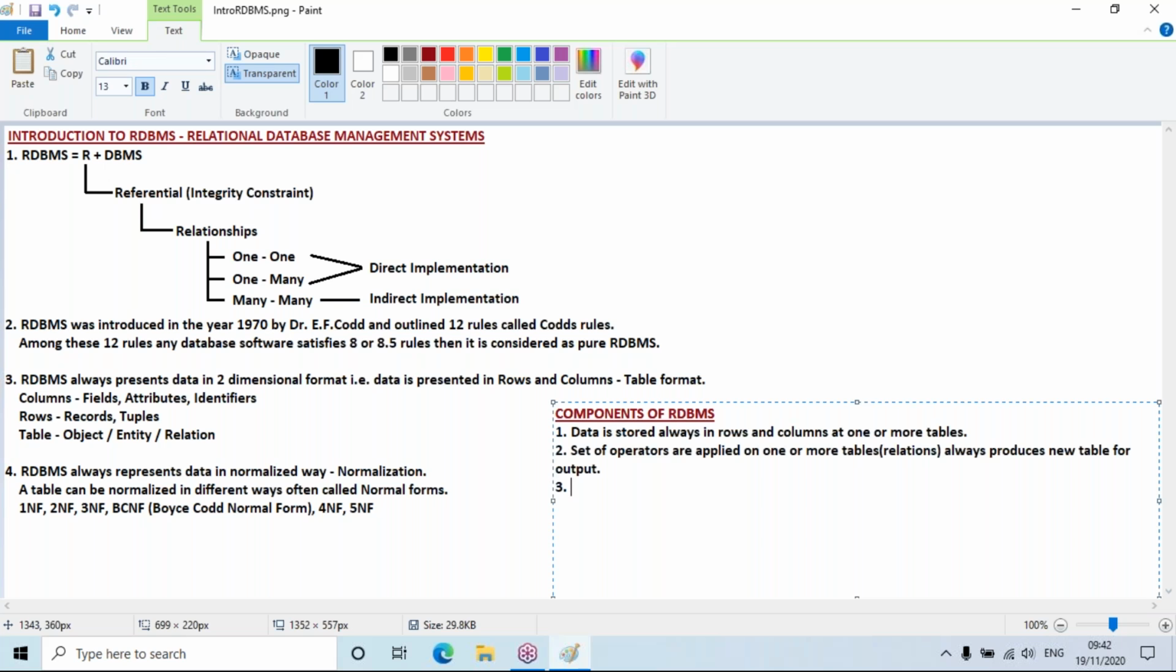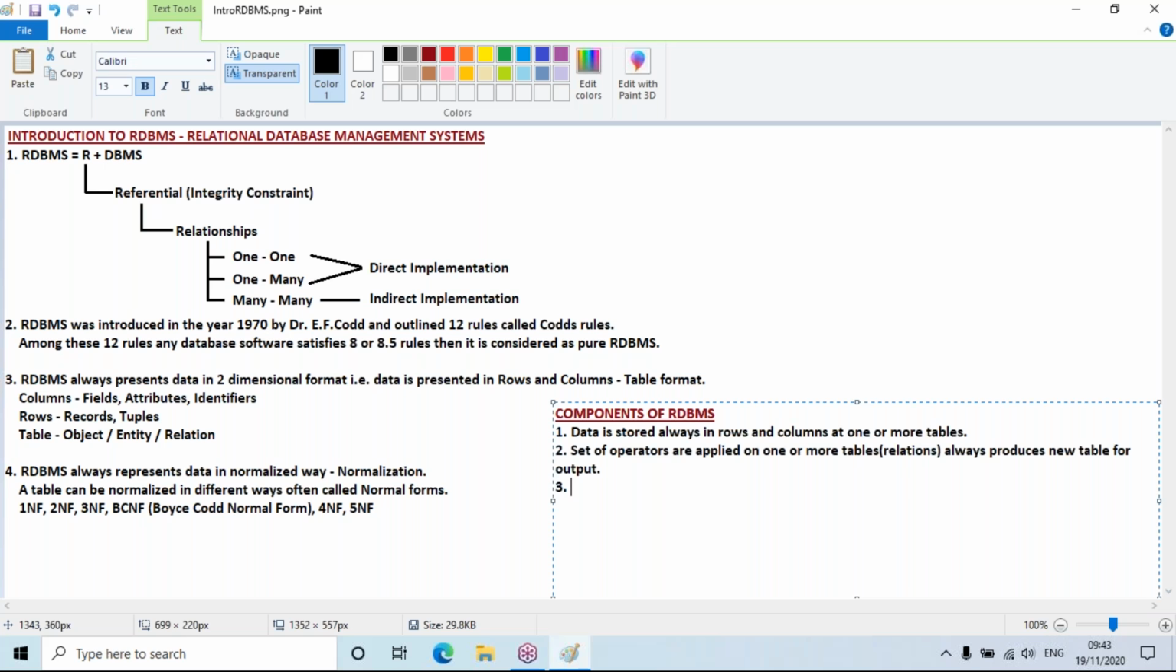And because of applying them, what will happen? Always a new table is produced. Always a new table is produced. That is the advantage we have of going with the operators that we are going to apply.